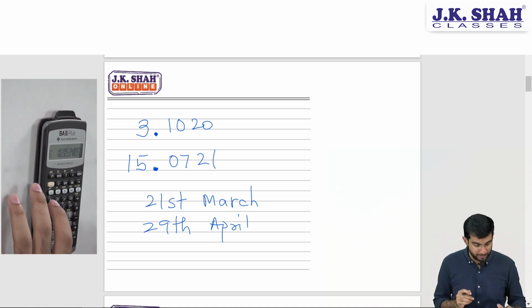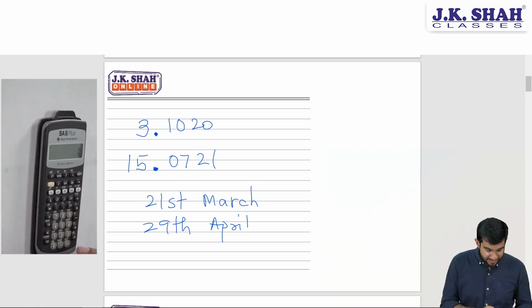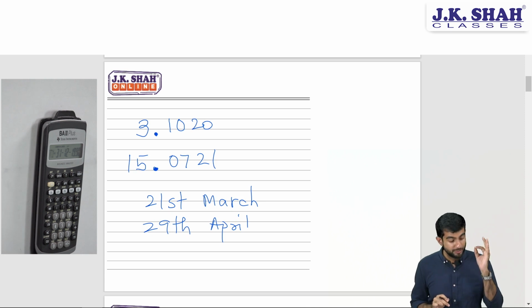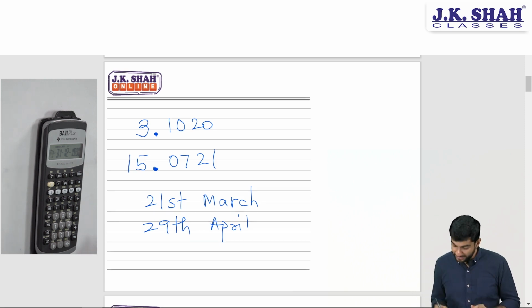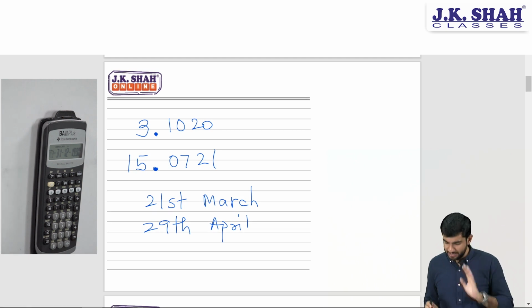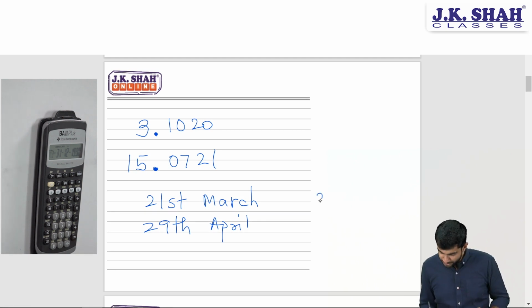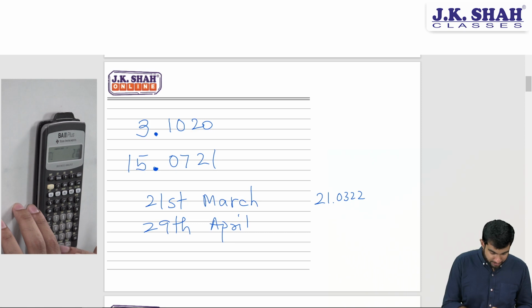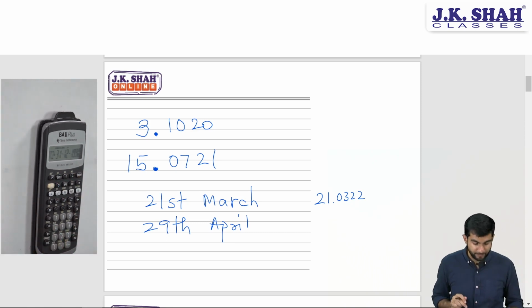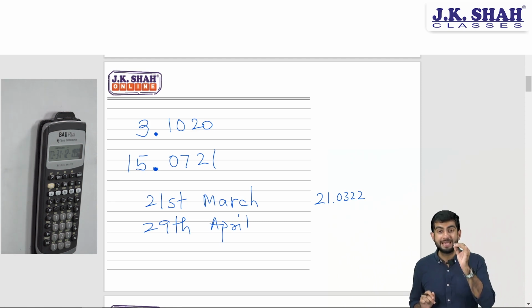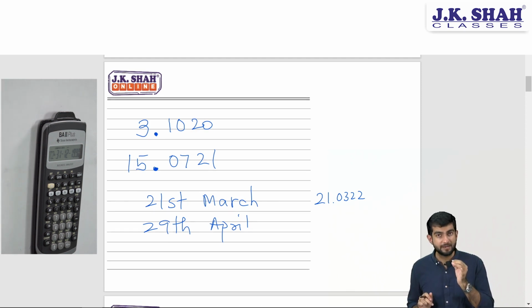How to compute? Press second, press 1 number key. It is asking you DT1 is equal to. So I input 21st March and you can assume any year, say 2022. So 21.0322, enter, down arrow. DT2 means date 2, 29th April 2022.